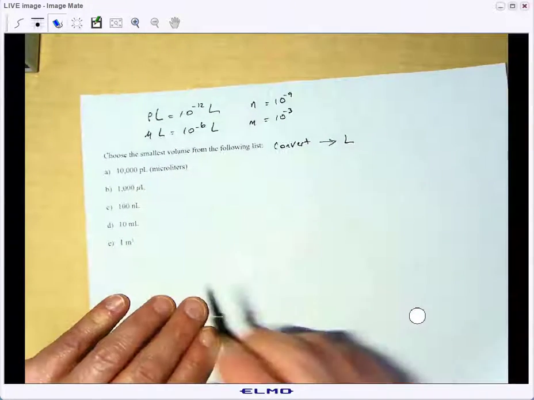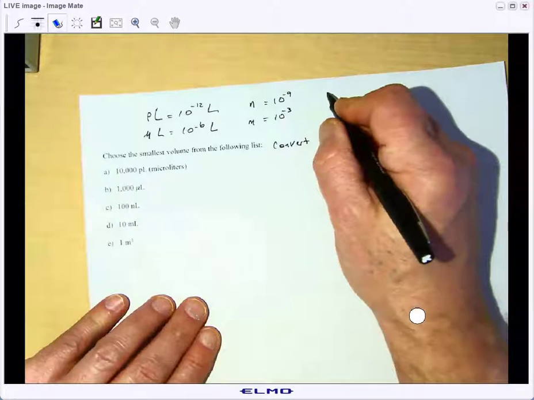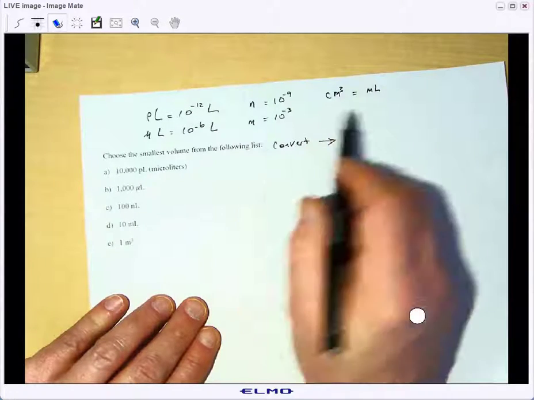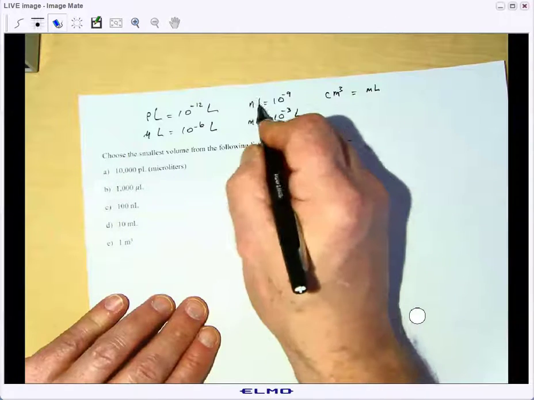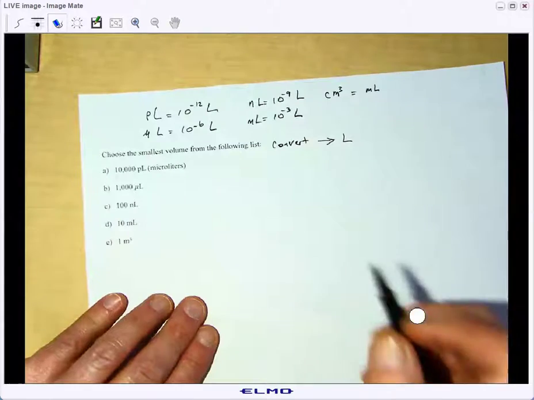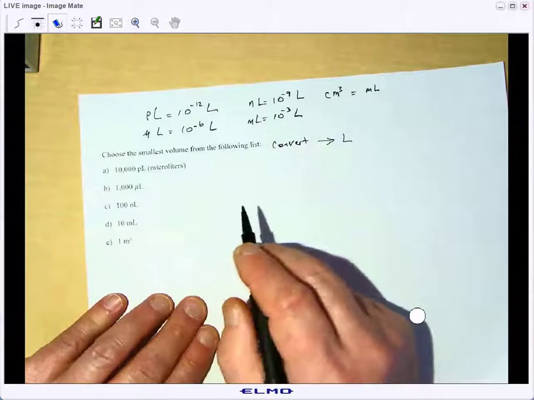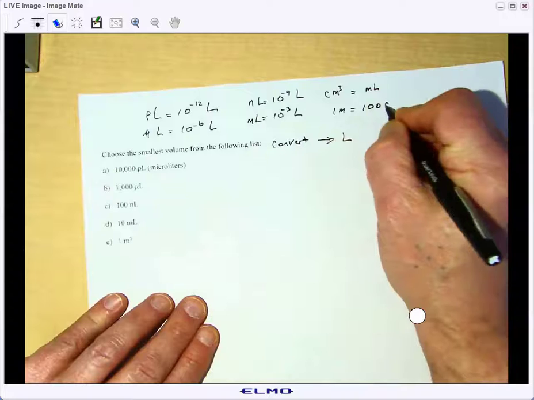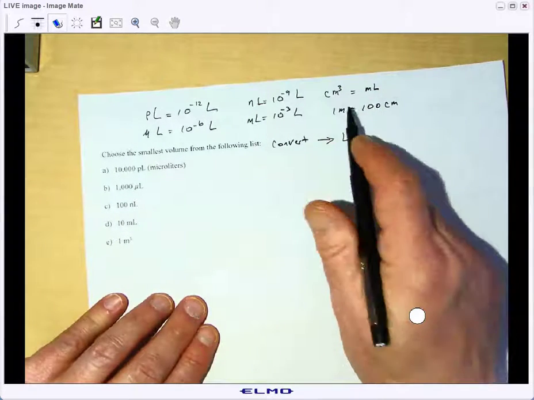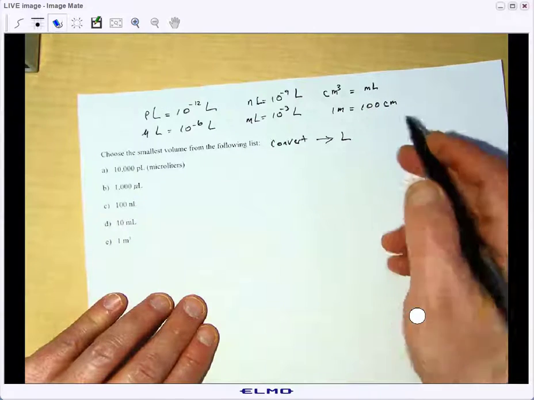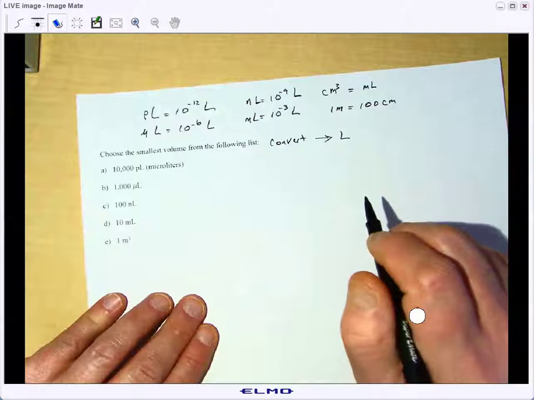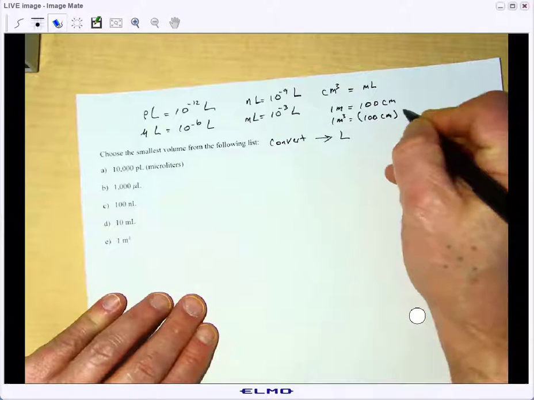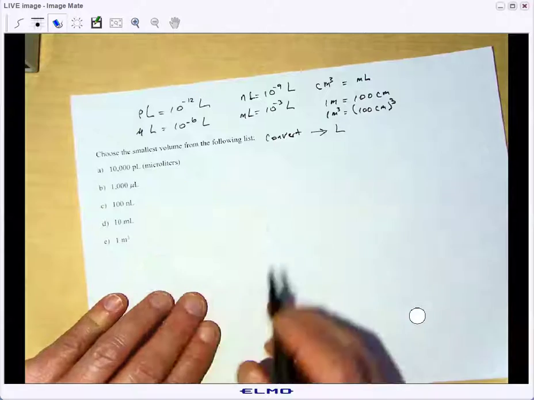Now, this last one here, we have meters cubed. How are we going to get from meters cubed to liters? Well, one of the conversions I know is that a cubic centimeter is equal to a milliliter, and then we can go from milliliter to liters. Well, how do we get from meters cubed to centimeters cubed? Well, we know that 1 meter is equal to 100 centimeters. So then 1 cubic meter is equal to 100 cubed centimeters cubed. All right, so let's go ahead and convert each of these to liters.